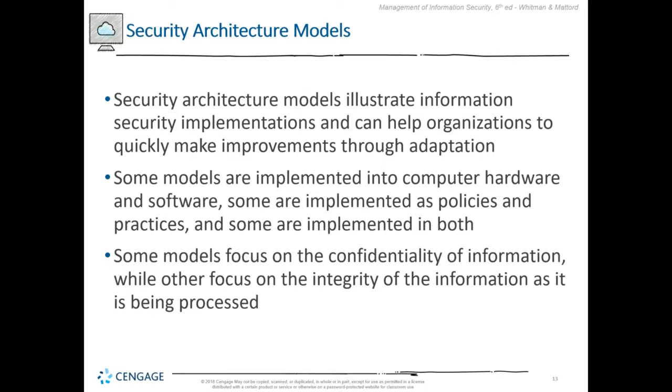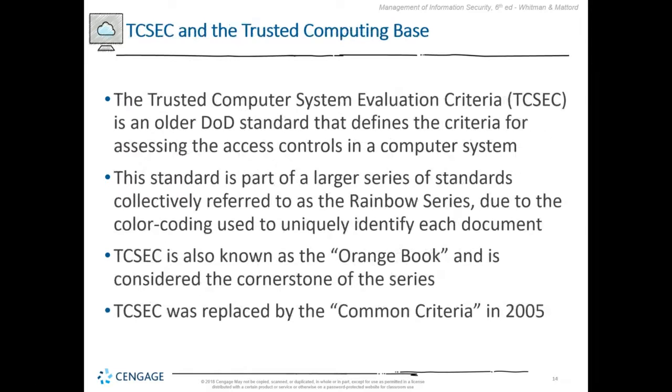Security architecture models. These illustrate information security implementations that help an organization to quickly make improvements through adaptation. Now, some of these security architecture models are implemented into computer hardware and software. Some are implemented as policies and practices, and some are going to be both. Some of these will focus on the confidentiality of information. Some are going to be looking at the integrity of the information as well.